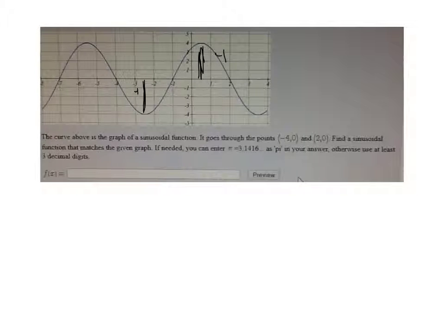negative, what is it supposed to be? Let's see, it goes through the points negative 4, 0 and positive 2, 0. So that'll help us get the period. So I'm thinking I'm going to have a sine graph. I'm going to have it shifted to the left 1. I know the amplitude is 4. Now I'm going to decide on the period.